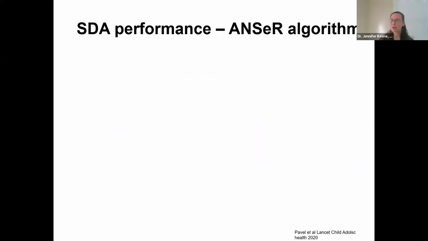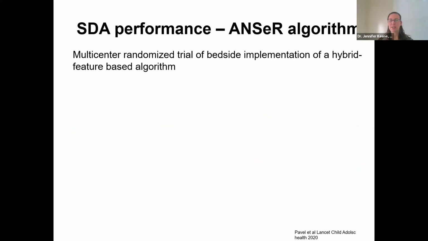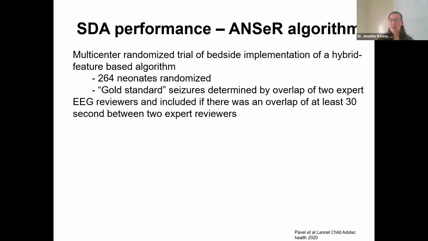There was an absolutely beautiful multi-center randomized trial of bedside implementation of a hybrid feature-based algorithm in Europe, the ANSeR algorithm. And they managed to randomize 264 neonates. They used a gold standard of seizures that were identified by overlap of 2 experts that were at least 30 seconds long, so very clear-cut seizures.